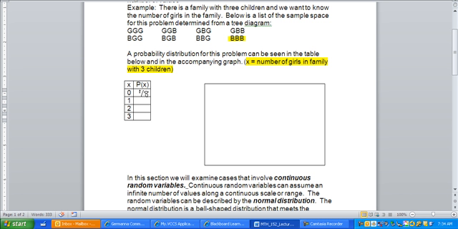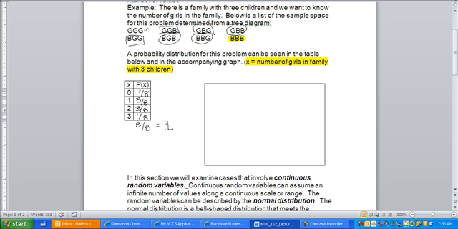For 1 girl, we have 1, 2, 3 possibilities out of the 8. For 2 girls, 1, 2, again, 3 possibilities out of the 8. And for 3 girls, we only have this one case. So again, it's 1 out of 8. Now what you'll notice is the sum of these probabilities is equal to 8 eighths, or 1.